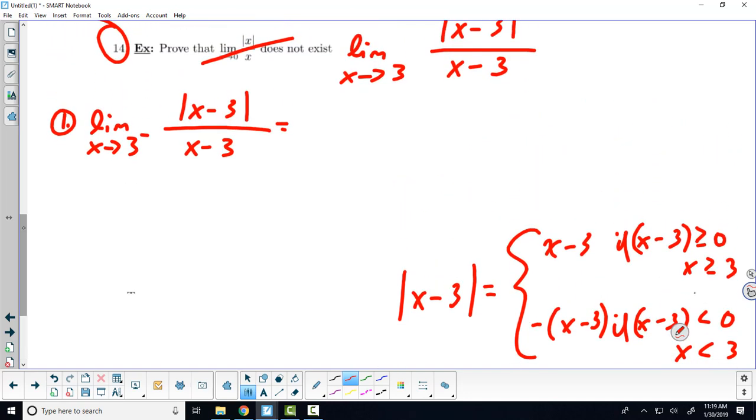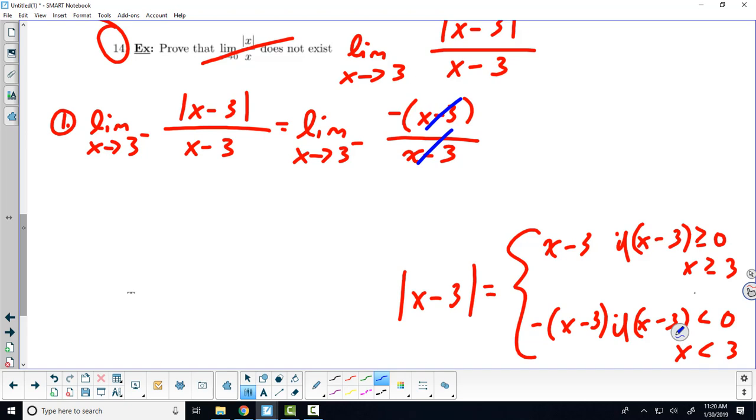Which way are we approaching 3? From the left, meaning this expression inside the absolute value is always negative. So what do I do to it? I change the sign on it. Did I wish away the absolute value? No, I applied one of the two definitions to it because I specified a direction of approach.